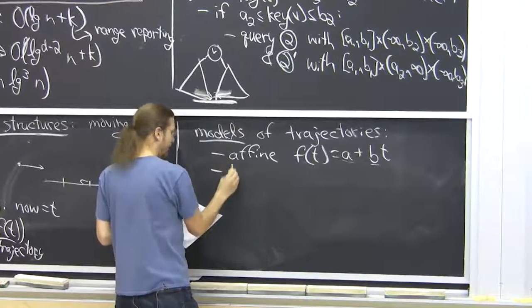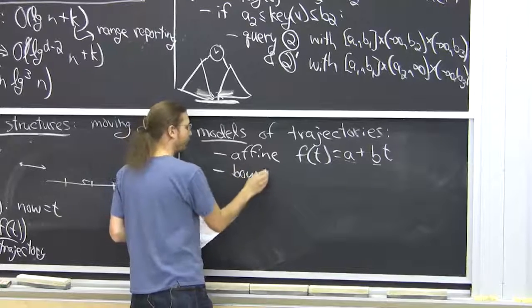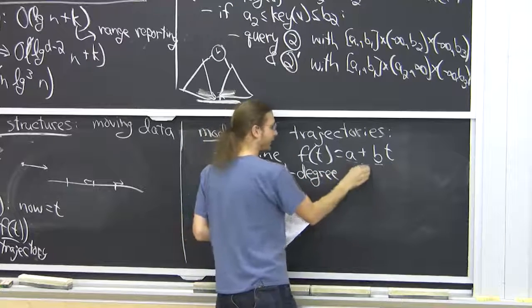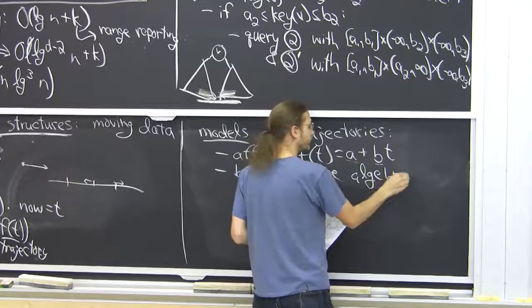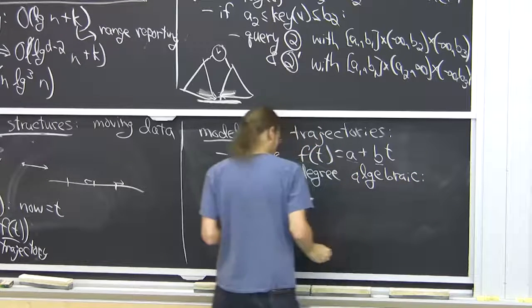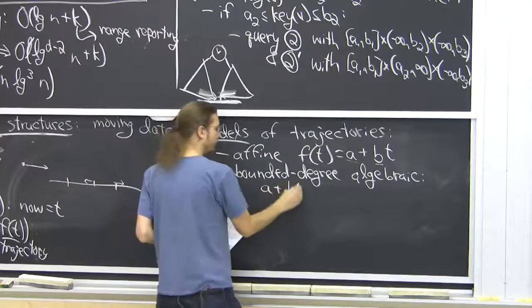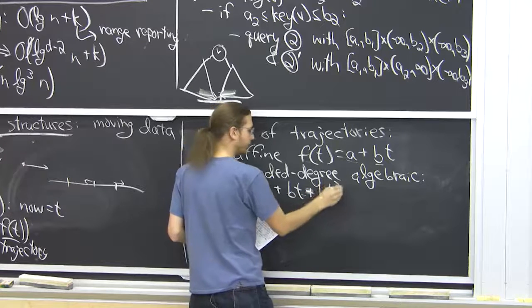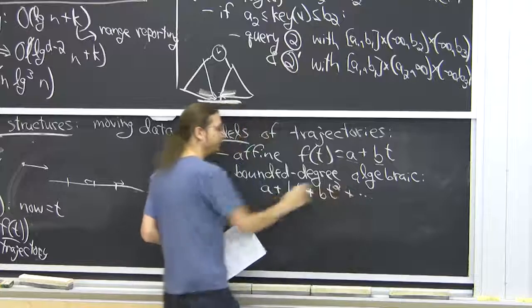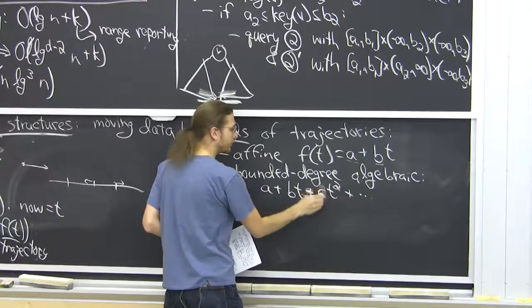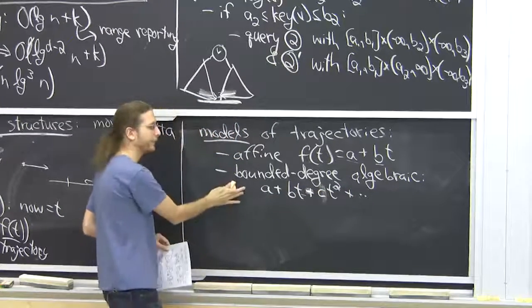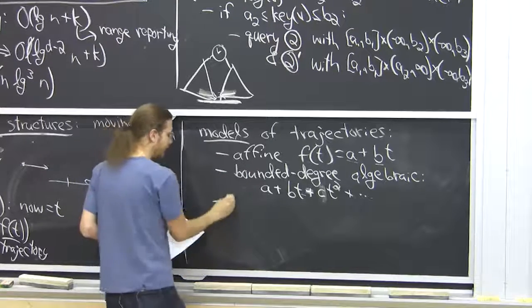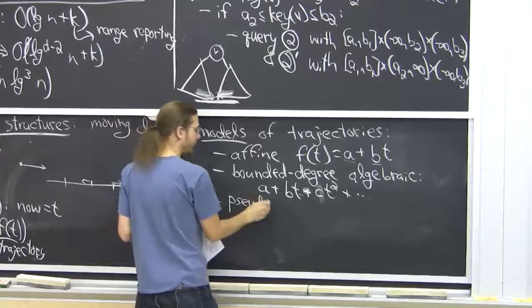And then the next level up, or the extension of that, would be bounded degree algebraic, which is you have some polynomial of bounded degree. Sorry, that should be C. But bounded. And the reason we care about bounded is really the following. There's an even more general model, which we call pseudo-algebraic.